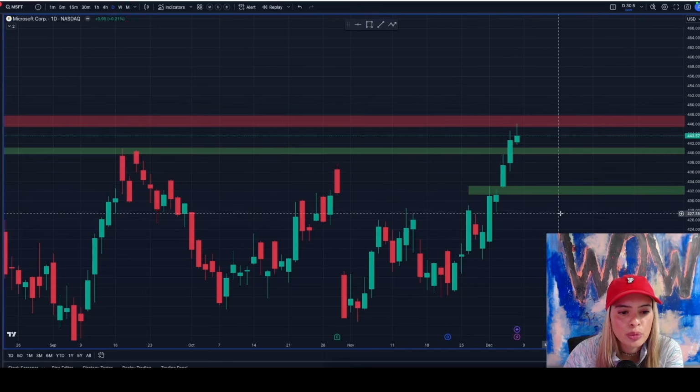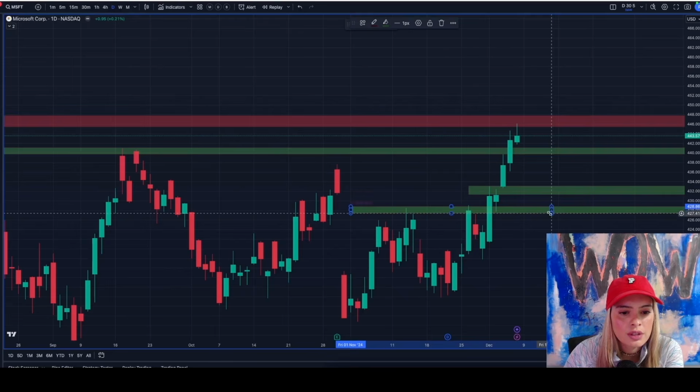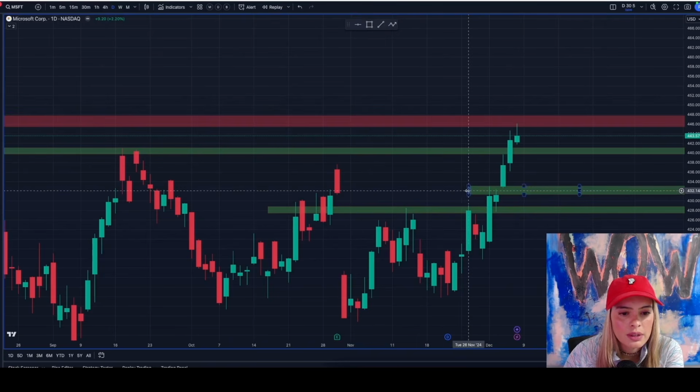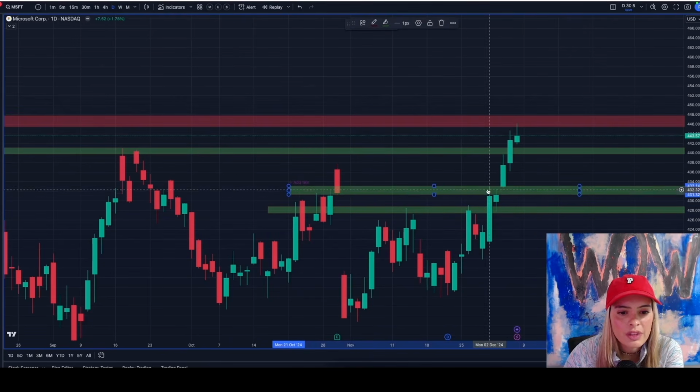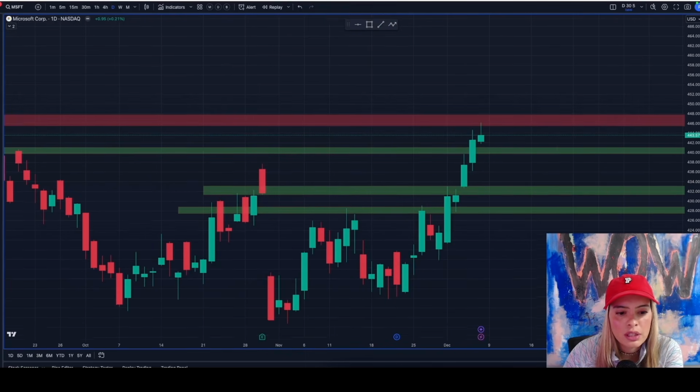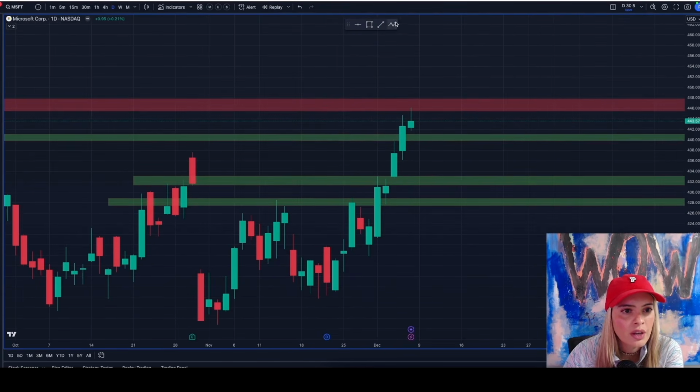So I like the support. And then we have a little bit of support here too. You have support, resistance, resistance, resistance. And then we have it here, these two: resistance, resistance, support, right? So those are the important levels that we have on Microsoft. Very strong move to the upside.